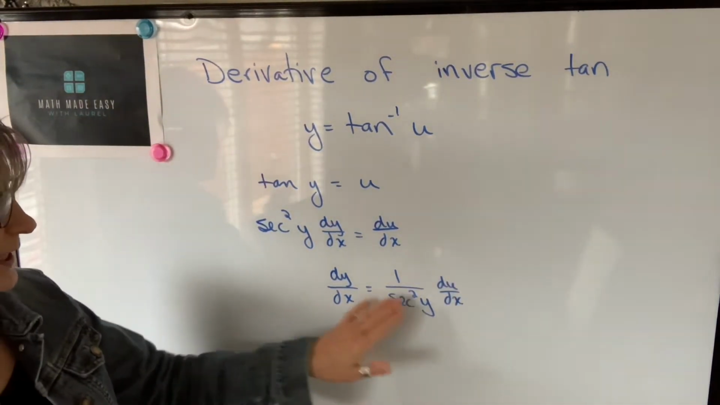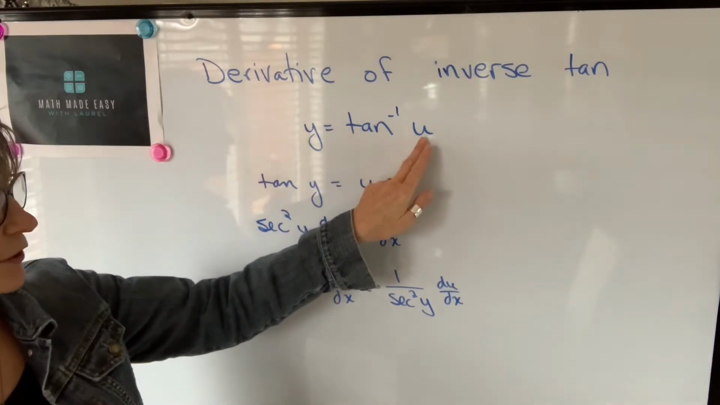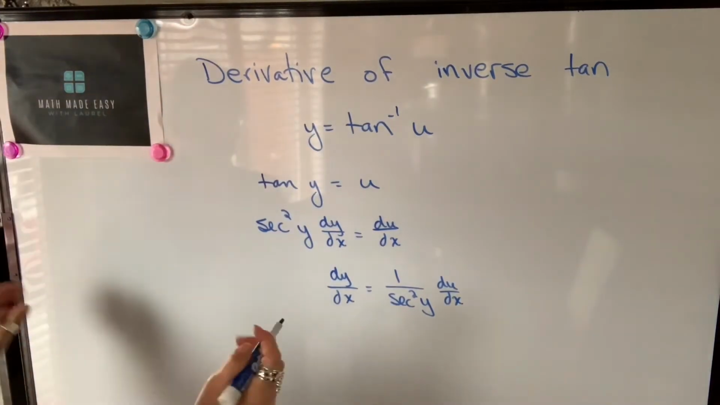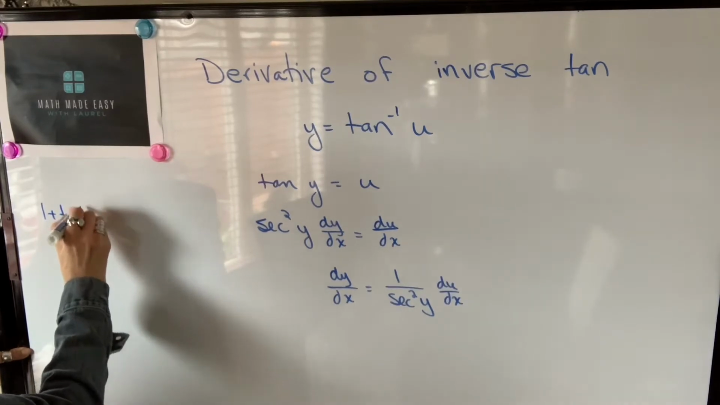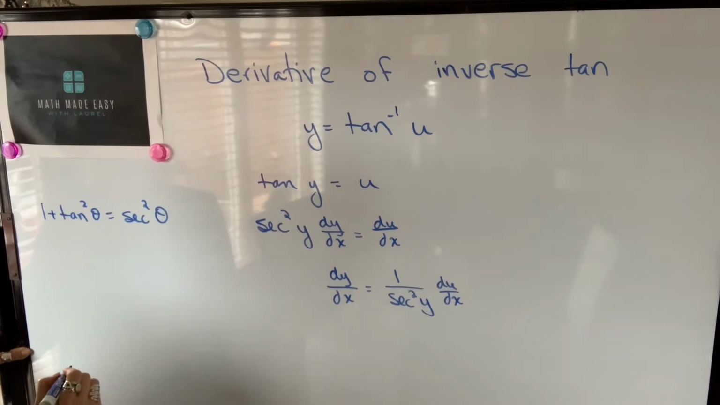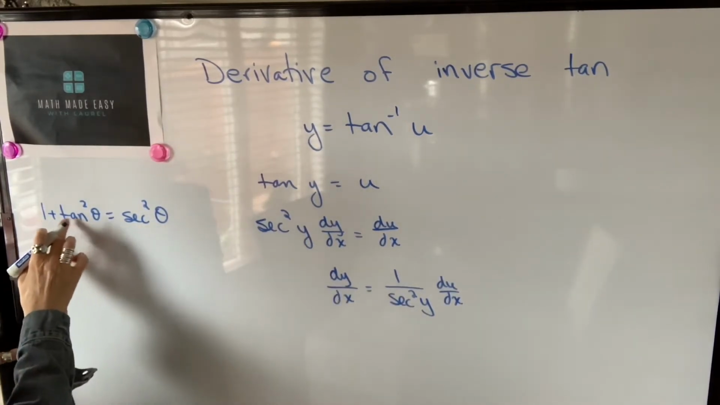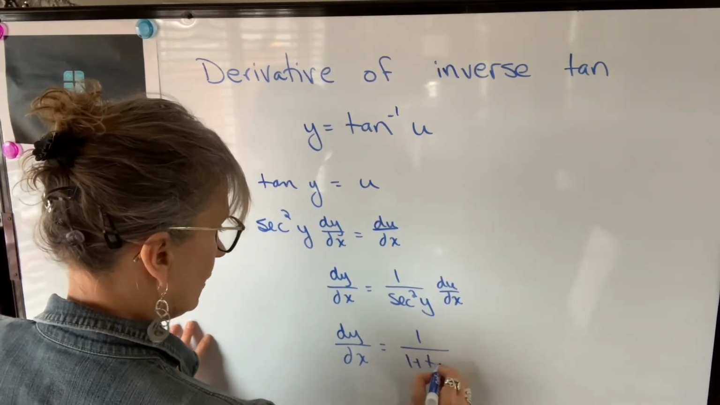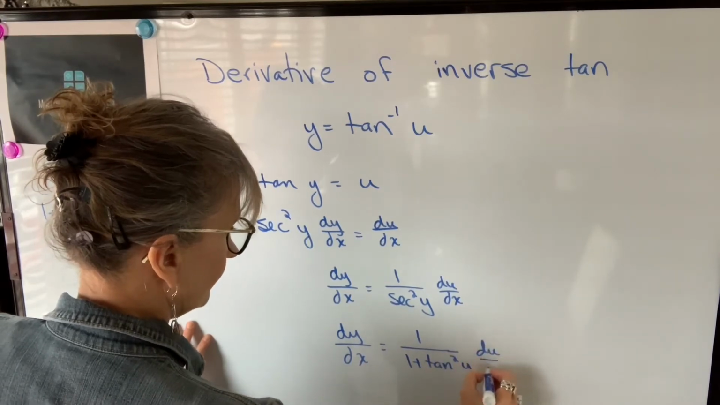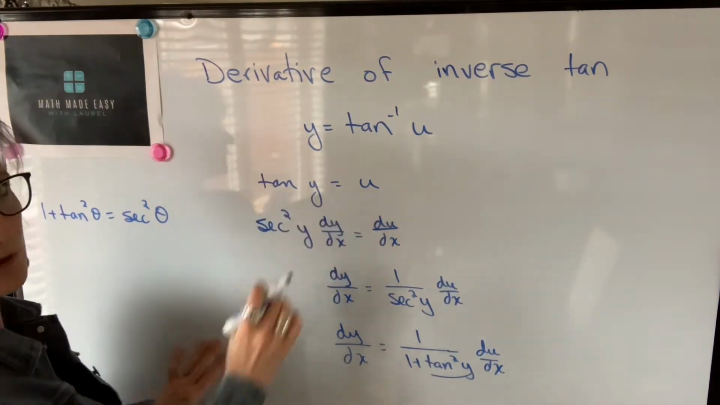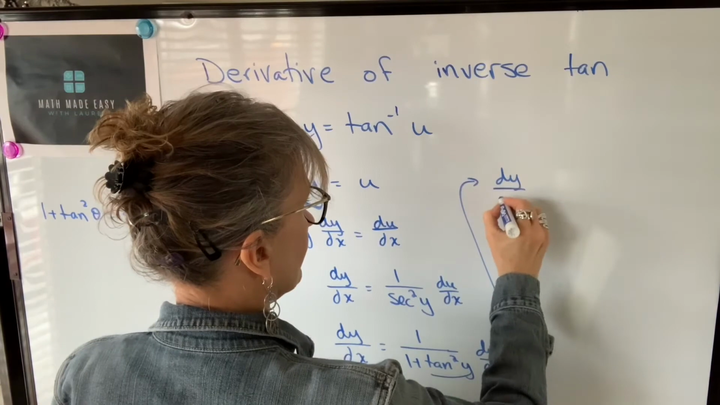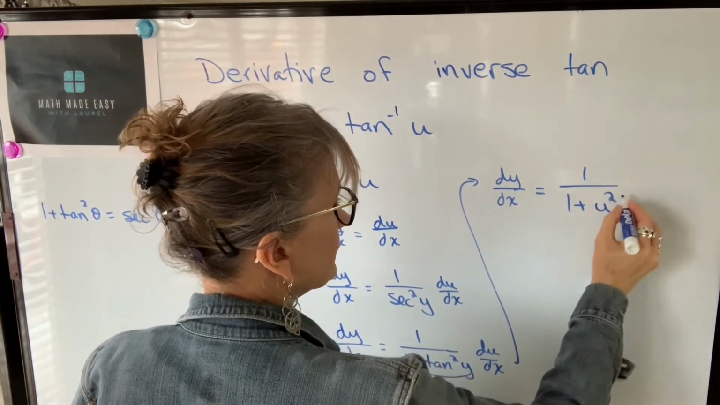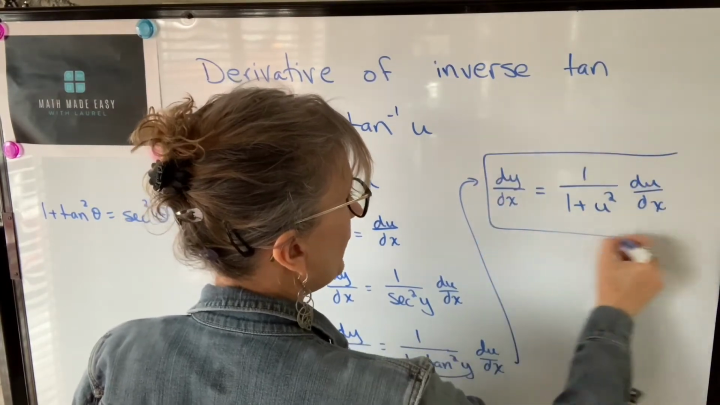Just like in the last video, we don't want to express the derivative of our function, inverse tan of u, where u is a function of x, in terms of y. So again, we're going to use one of our trig identities, one of the Pythagorean identities, that says 1 plus tangent squared theta will equal secant squared theta. So I'm going to replace secant squared y with 1 plus tangent squared y. You'll see why in a minute. So that's going to be 1 plus tangent squared y. And we know that tangent of y is equal to u. Therefore, I can replace tangent squared y with u squared. Now my derivative is in terms of u.